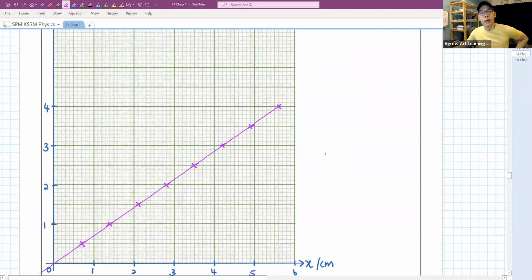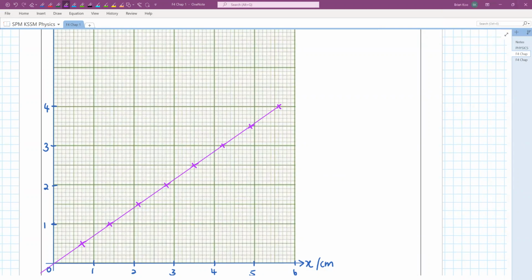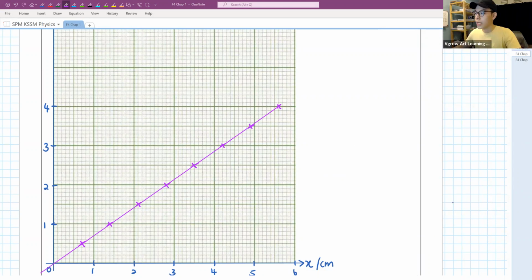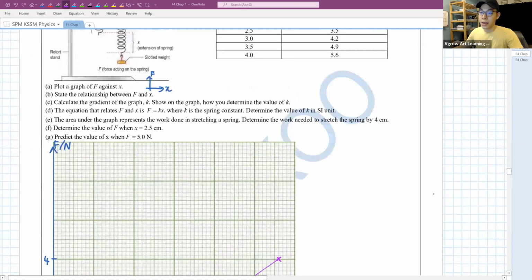You do first. When you finish with drawing this graph and drawing the line, then you let me know. Okay. Done, teacher. Then we start to answer the other questions. So that was just part A.